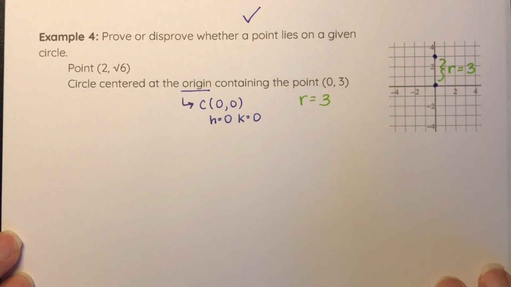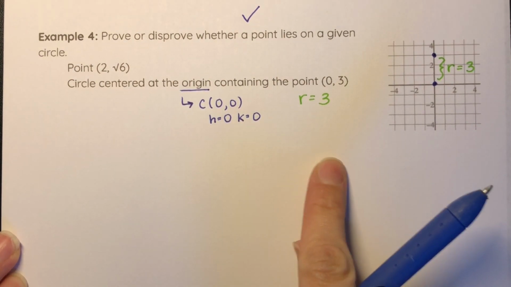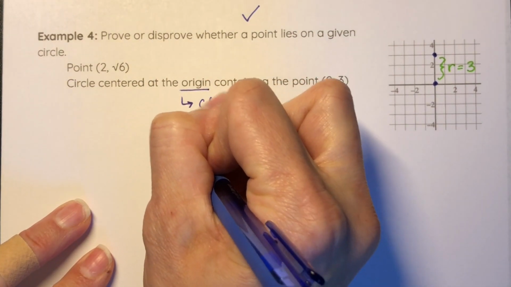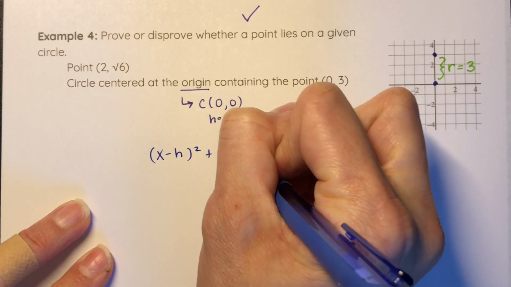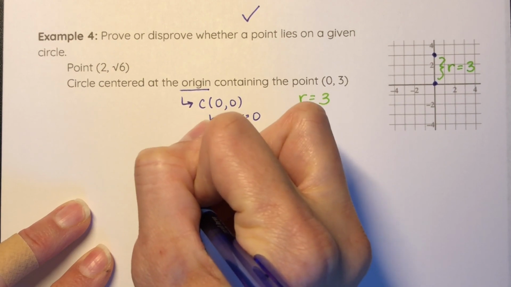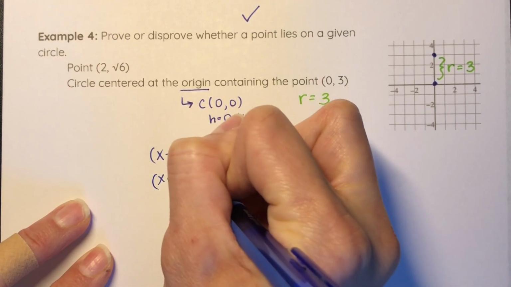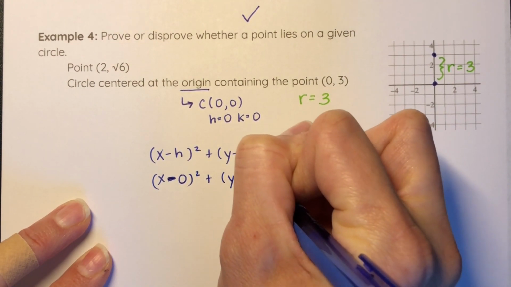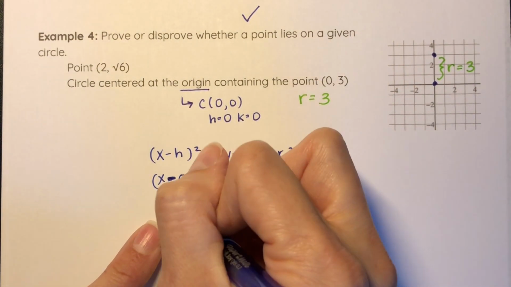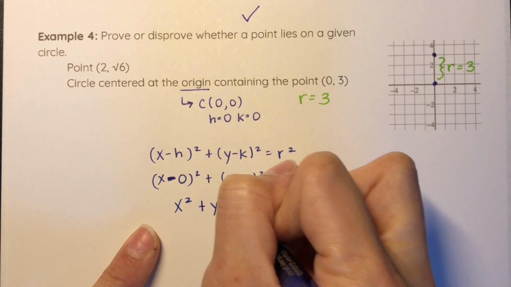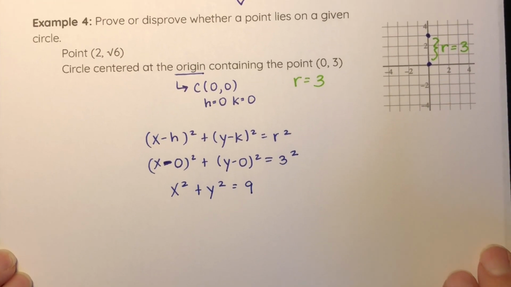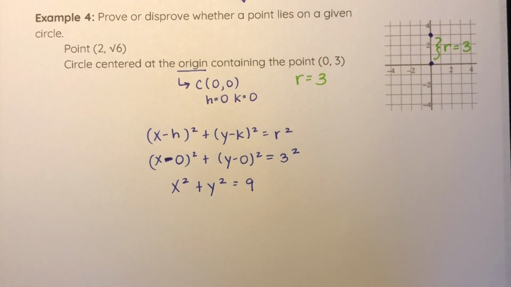So just like last time, we have to go ahead and write the equation of our circle first, and then we'll be able to substitute in to see if we get a true statement. So I'm going to go ahead and write down this standard form. So x minus h squared plus y minus k squared equals r squared. And again, I just have to simplify. So x squared plus y squared equals 9. And now I can use substitution to figure out, does this point lie on the circle?